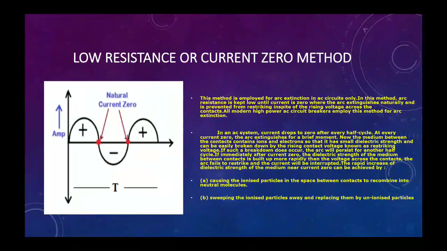or convert them into neutral molecules, then the arc is extinguished. And number 2, sweeping the ionized particles away and replacing them by unionized particles. If we sweep the ionized particles from the contact space between the fixed contact and moving contact, then the arc is also extinguished. So this is the low resistance or current zero method.